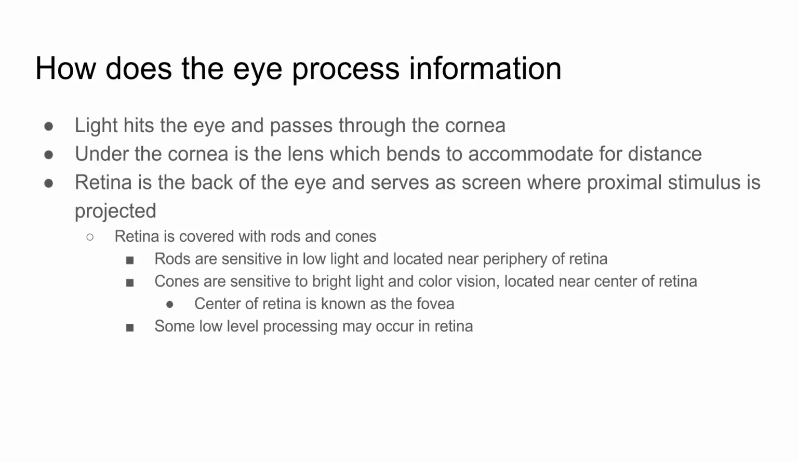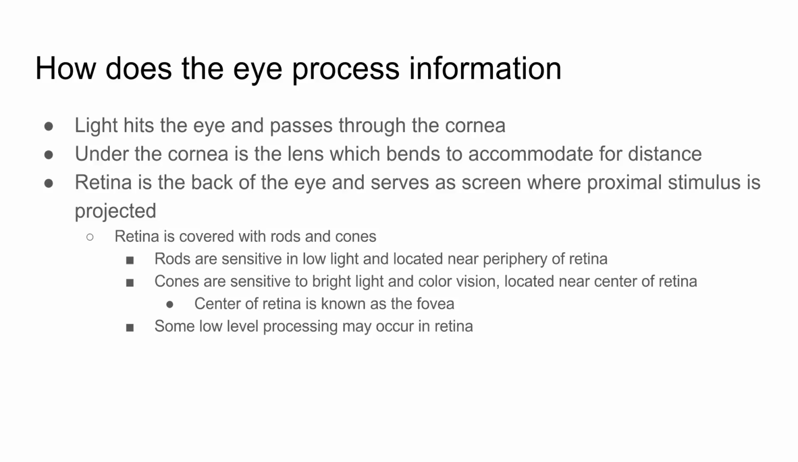Rods are sensitive in low light. They are what is useful to us when we try to see in a situation where there is not much light. They are located near the periphery of our retina. Those also help not just in low light situations, but with our peripheral vision. They're near the outside of the retina, away from the center point. And then cones are sensitive to bright lights. They serve the opposite function. They're located near the center of the retina. That center area is called the fovea, and at that point there are basically only cones, and that's where we process bright lights and color vision.